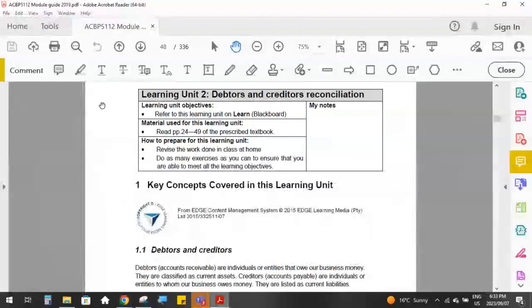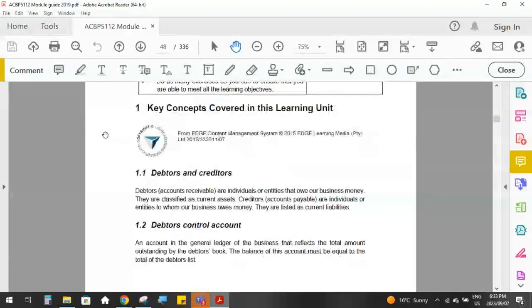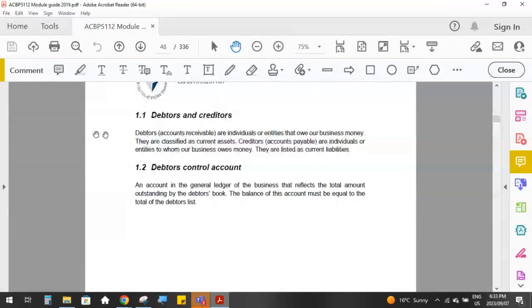Okay, so these are just some extra notes on key concepts in your Learning Unit 2 Debtors and Creditors Reconciliation. So just some real basics, which is very important to make sure that you've mastered them and you understand them before you go on and try and complete questions themselves.